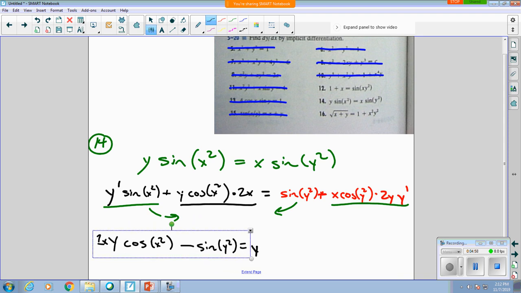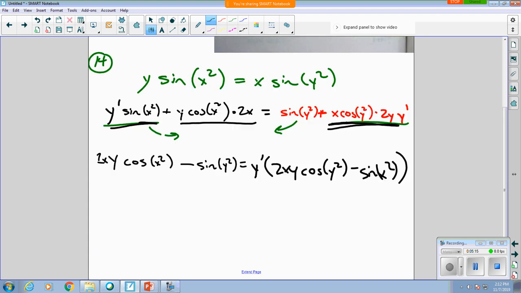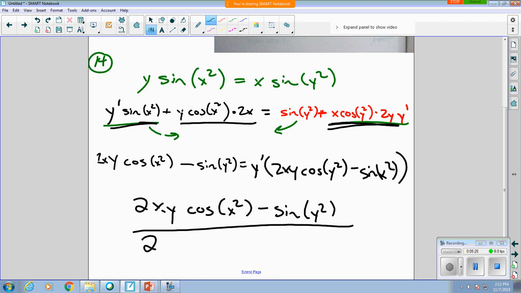So I'm going to write y prime times this term right here, which would be 2xy cosine y squared, then over here, minus sine x squared. All right, so now we can write the answer: 2xy cosine x squared minus sine y squared, all over 2xy cosine y squared minus sine x squared. And that's the answer to number 14.